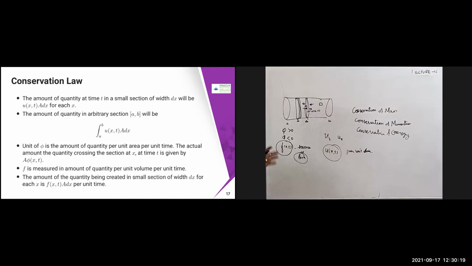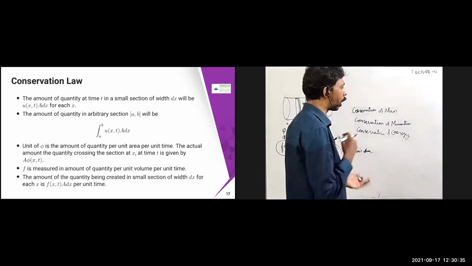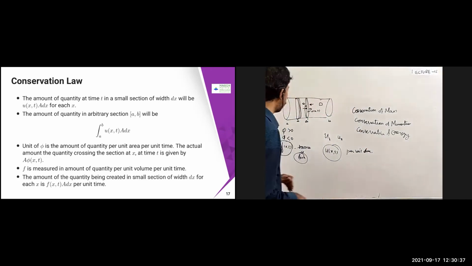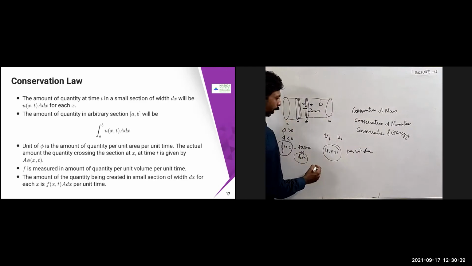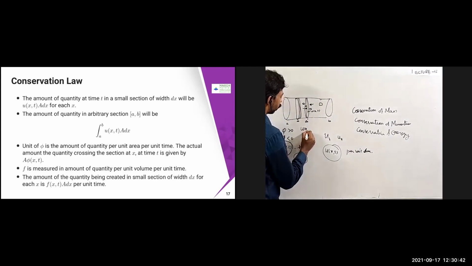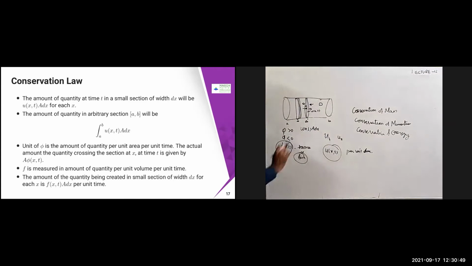So the amount of quantity at time t in a very small section of width dx. dx is the width I'm going to take, and then I'm going to check what comes out. In that case, the total amount of quantity is going to be u of x comma t, into the cross section A, into the width dx. That is going to be the total amount of quantity.